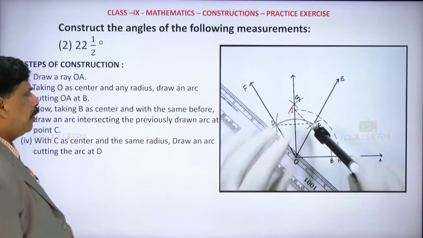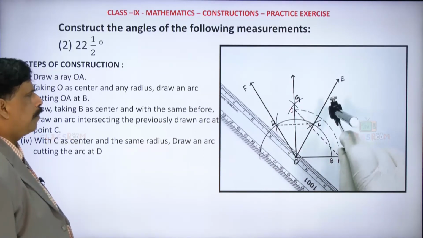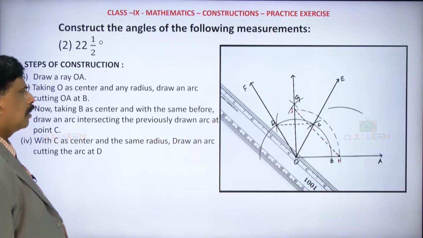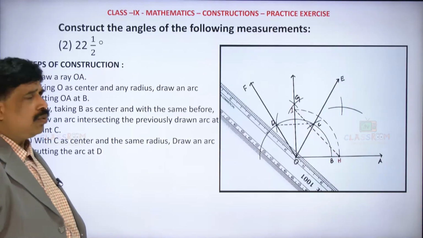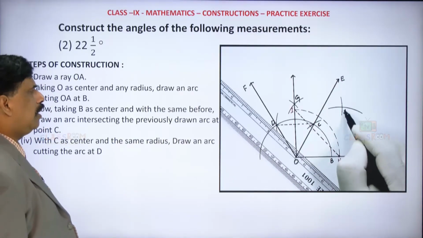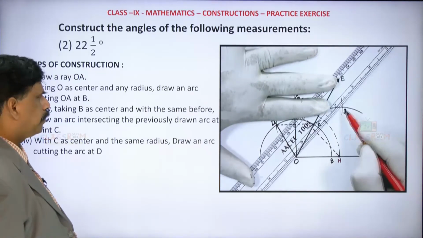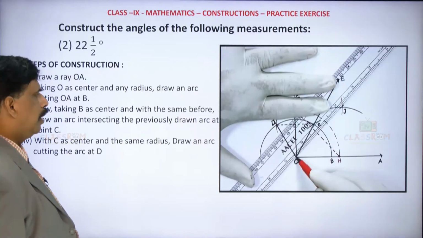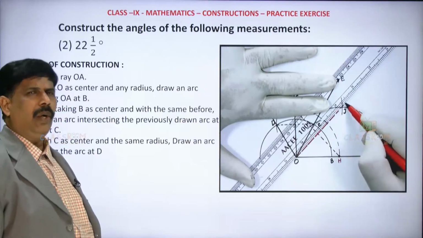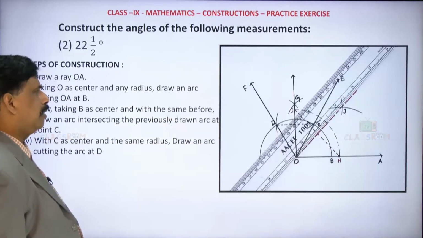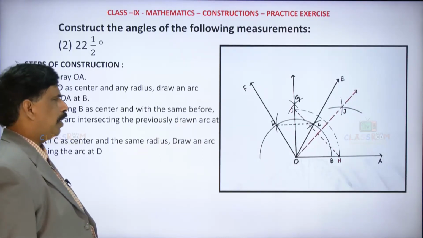So now place the compass at H and I. Take more than half HI. Draw the arcs, from H one arc and from I one more arc. Now these two arcs intersect each other at J. Now join OJ such that angle AOJ will be 45 degrees, children. How much is angle AOJ? That will be 45 degrees.